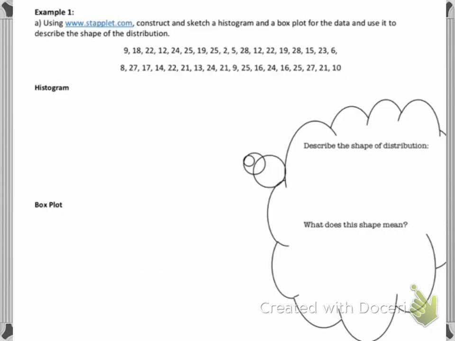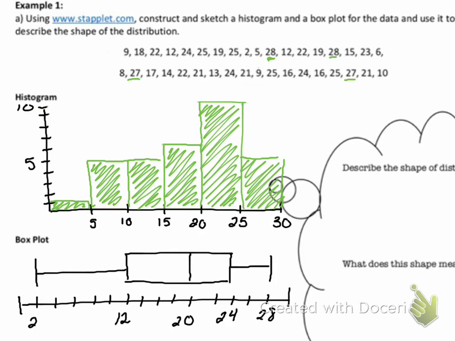So let's build our own here. I want you to pause the video and throw the numbers that you have below onto Stapplet. Go ahead and sketch a histogram as well as a box and whisker plot, and we're going to observe what's happening. Hopefully you've sketched something like this. If not, at this point, pause the video and make sure you're doing so.